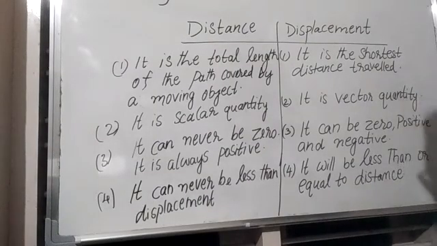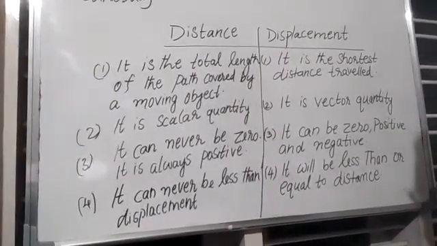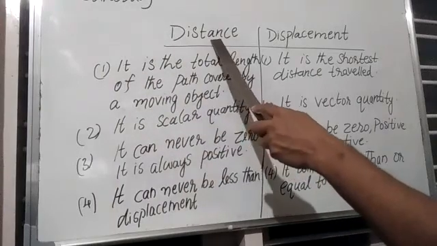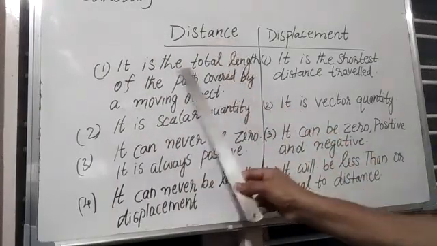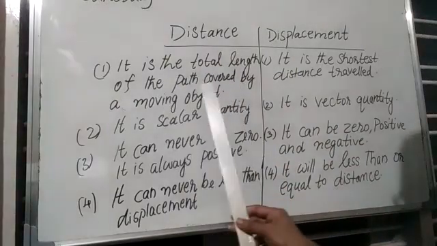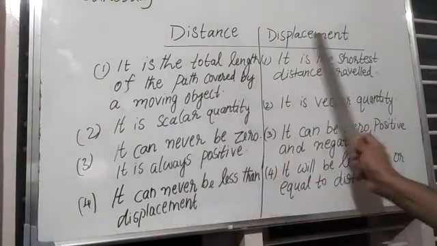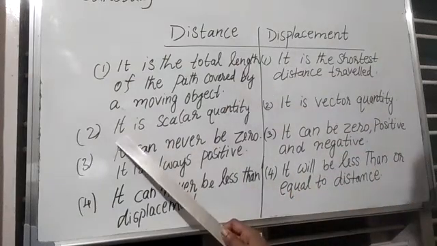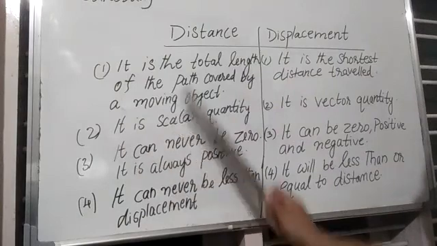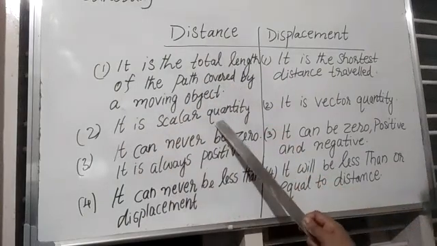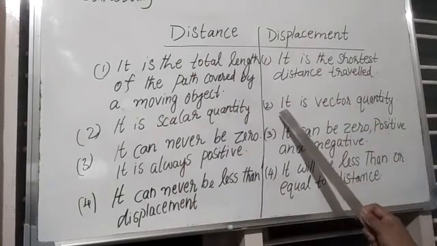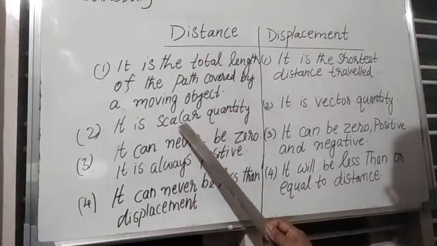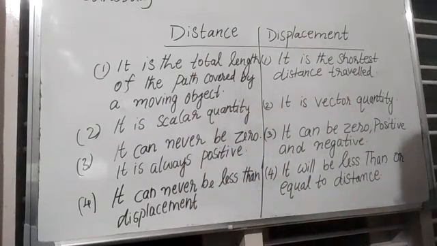Yes, children, here I have written the differences between distance and displacement. The first difference: distance is the total length of the path covered by a moving object, and displacement is the shortest distance traveled. The second difference: distance is a scalar quantity, and in the displacement column, it is a vector quantity. I have explained what a scalar quantity and a vector quantity are.